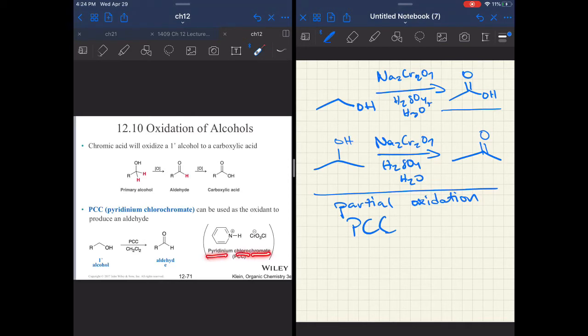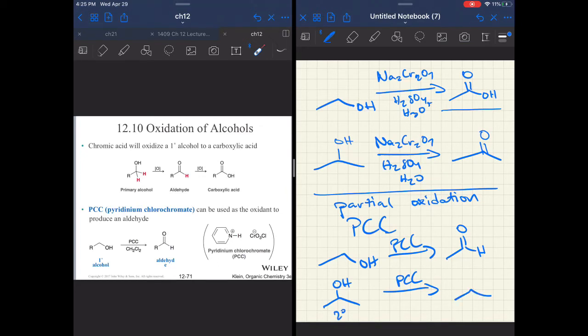So it's still a chrome reagent. It's just not as strong. It's still going to oxidize, it's just not going to oxidize as far for a primary alcohol. If you use PCC with a primary alcohol, you will stop at the aldehyde. However, if you use PCC with a secondary alcohol, you're still going to get the ketone. So for secondary alcohols, you can use whatever oxidizing agent you want here. With primary alcohols, it's going to make a big difference.